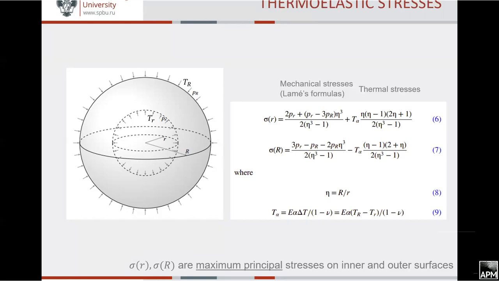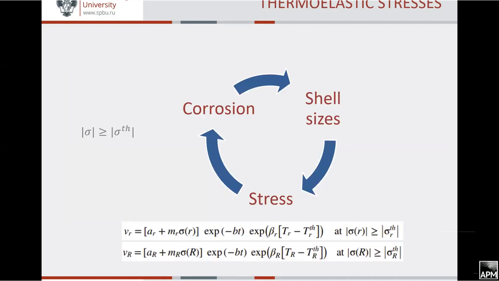The first term is mechanical stresses, which are calculated by the Lamé formulas. And the second term is thermal stresses in a thick shell under different temperatures of environments. In the period of mechanochemical corrosion, the stresses change due to the size reduction of the shell, and the changing stresses in their turn enhance the corrosion process. Therefore, we have a closed loop.